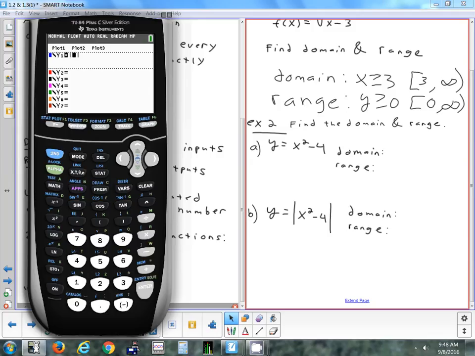What band do you have? Math, go over to number, and then it's the first option. And I'm going to type in what's inside those bars. x squared minus 4. Okay, I always like to start out with a standard window, just to see how that works. So I'm going to do zoom 6.